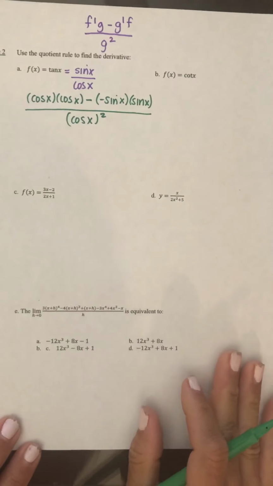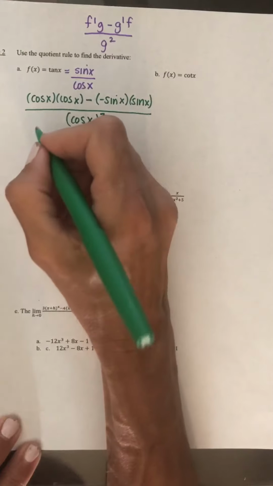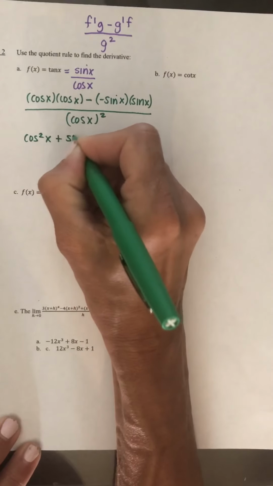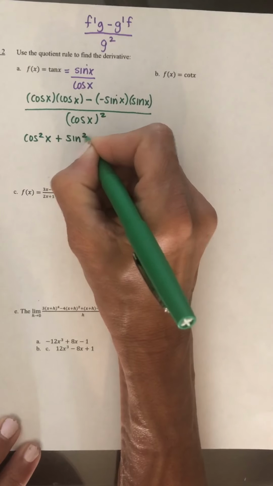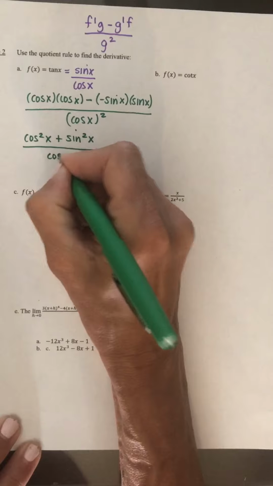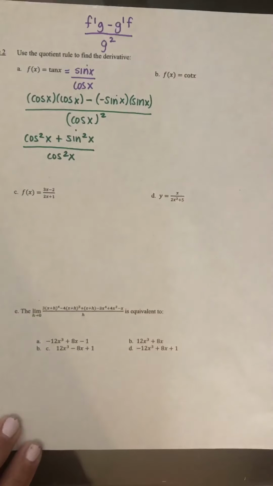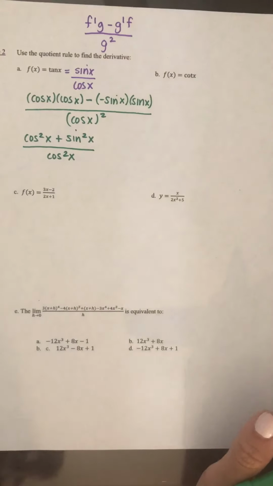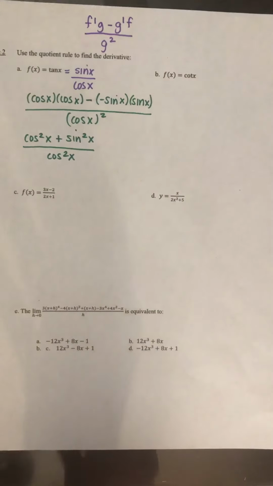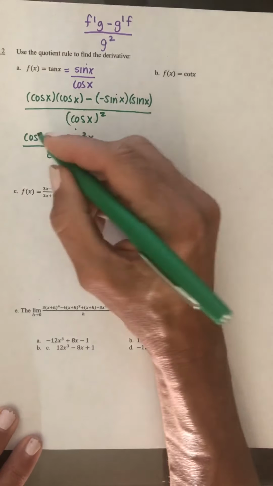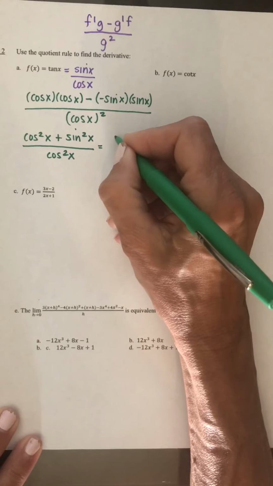So here's what you get. You get cos squared x plus sine squared x all over cos squared x. Remember from the past when you have cos times cos, it's cos squared x, right? Because you're squaring the function, not the angle. You guys should recognize, cos squared plus sine squared is 1.